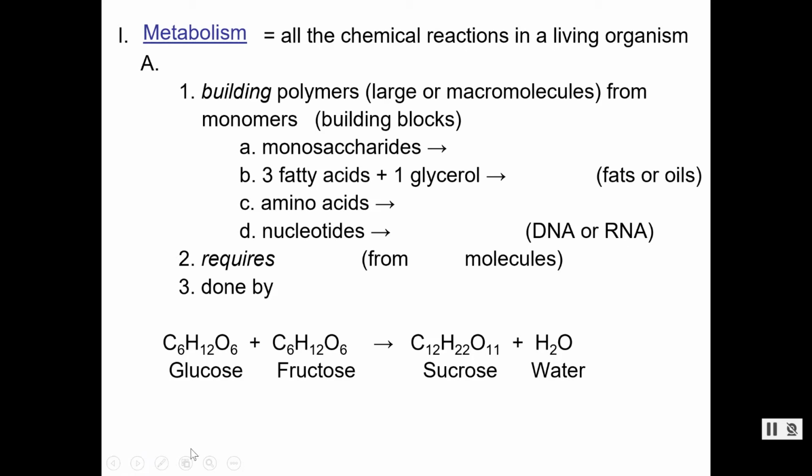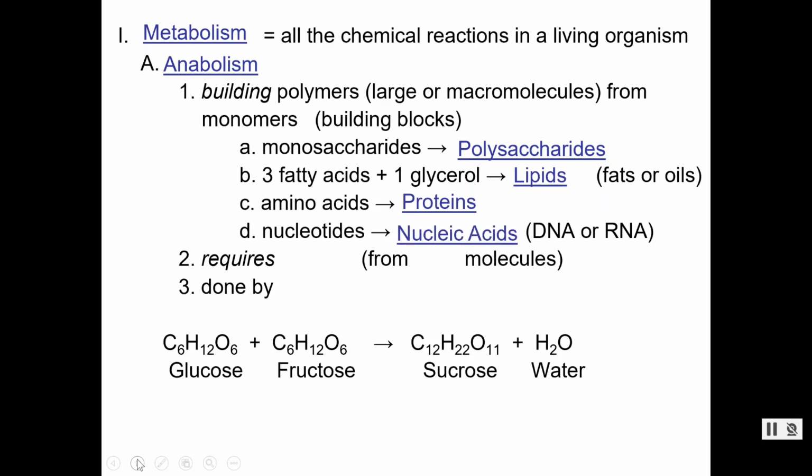Okay, how did you do? Metabolism, all the chemical reactions, anabolic reactions, building things. When we are trying to build sugar chains, we use monosaccharides as the building blocks to make polysaccharides. Lipids, amino acids build proteins, nucleotides build nucleic acid. And remember, if you build something, it's going to require energy. And this is going to come from ATP.